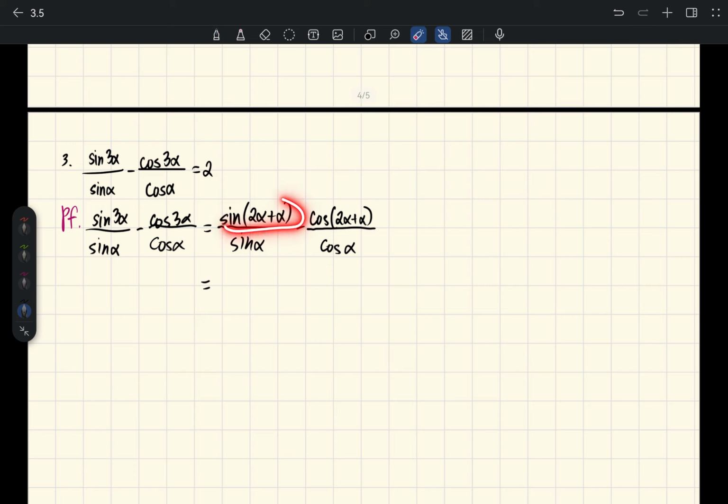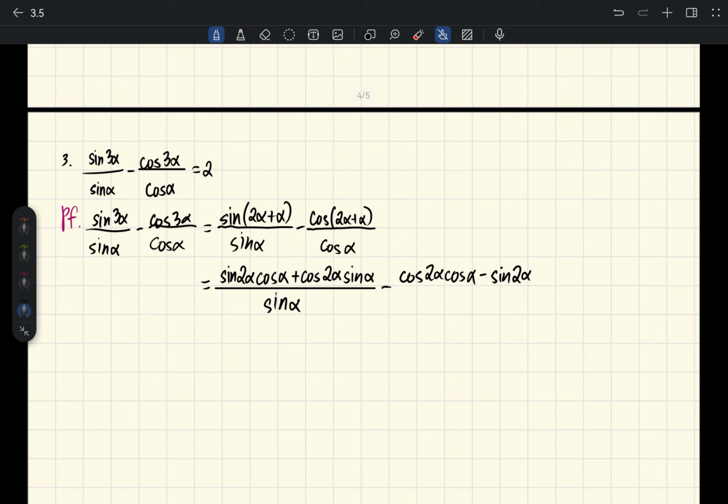Then here, using the sum identities for sine and cosine, we get first, so that's just sine of 2 alpha, cosine of alpha, then you have a plus here, so we will use a plus cosine of the first angle times sine of the second angle, then all over sine alpha minus, for cosine, that's just cos cos, then since this is plus, we will use minus for cosine, so sine 2 alpha, sine alpha, and in the denominator you have cosine of alpha.